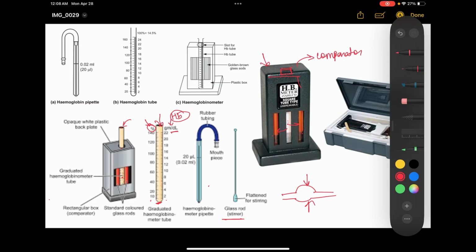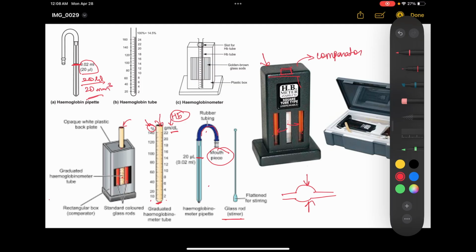It is quite straight. Here is the rubber tube. This is your mouthpiece and this is your hemoglobin pipette. It has only one graduation, which is over here. This one graduation that you see determines 20 microliter or 20 mm³. So this is the graduation.